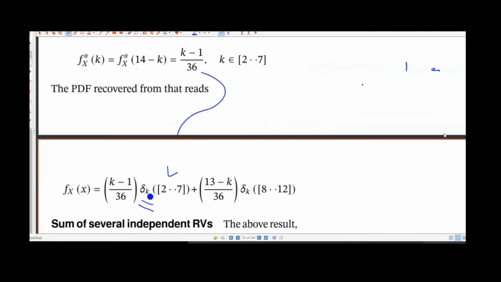So k belongs to 2 to 7, only then this term will be applicable. Outside this interval, even though if you write this thing, it will multiply 0 when k is outside 2 to 7. Similarly, 8 to 12 के लिए, मुझे ये क्यों चेंज करना पड़ा ये? Can anyone tell me? 8 to 12 के लिए यहाँ तो वो सेम है ना?